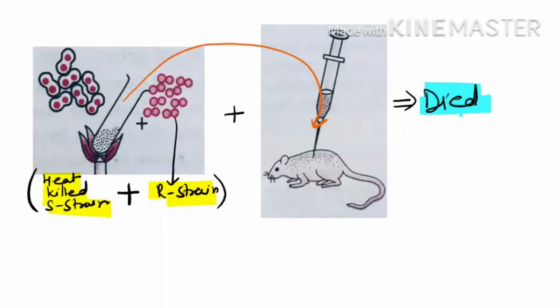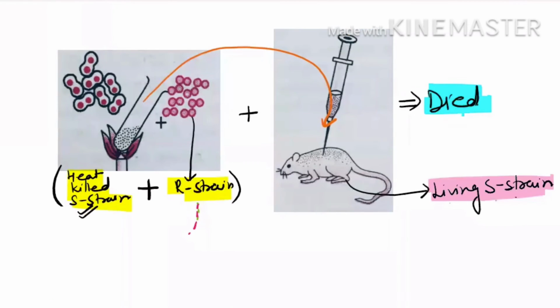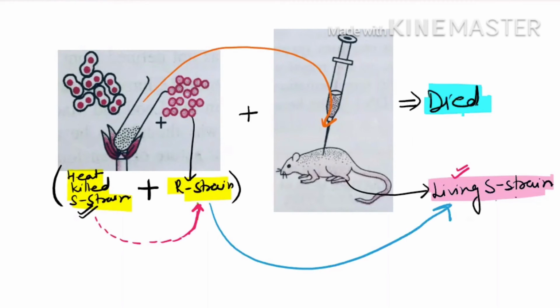When the mice died, he dissected the mouse, and inside it he observed living S. So the heat-killed S strain was injected, but living S strain was observed. So his statement was that something is released from heat-killed S, which enters into R. As a result, R is transformed into S.